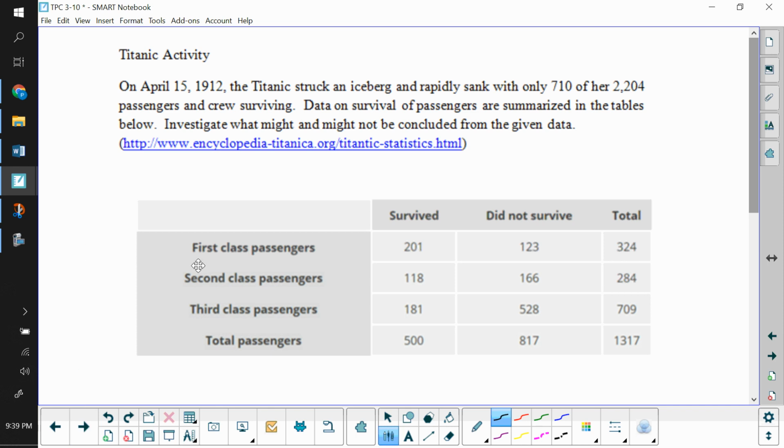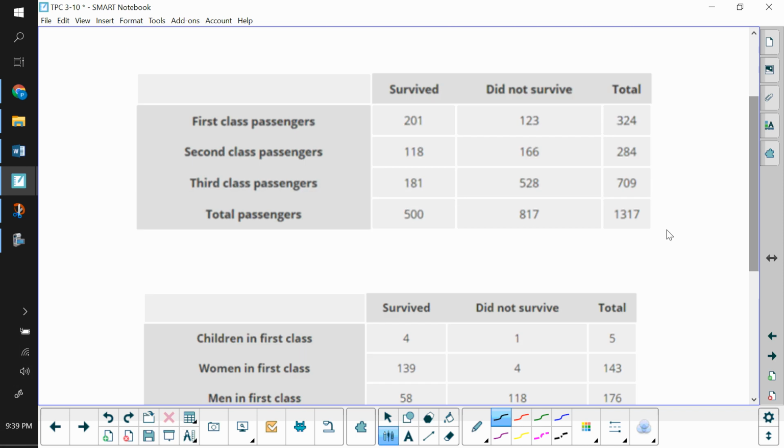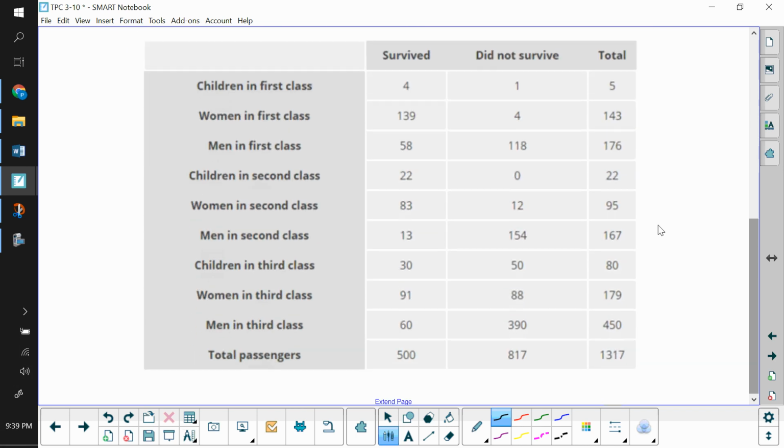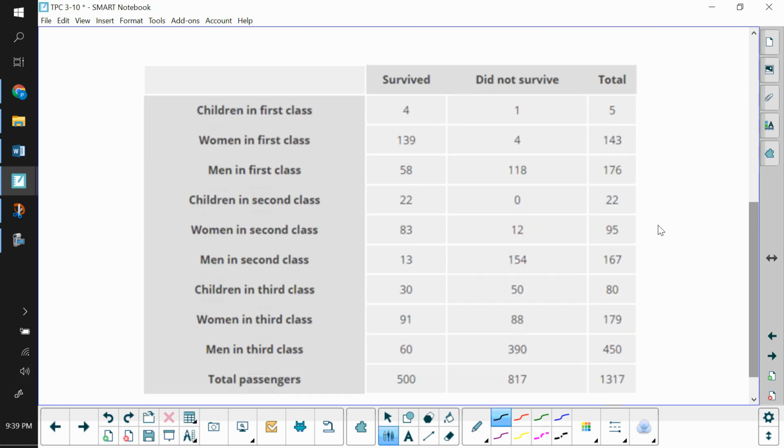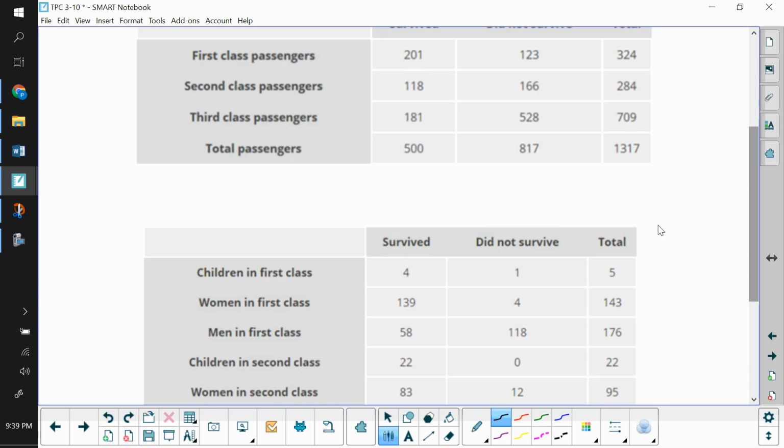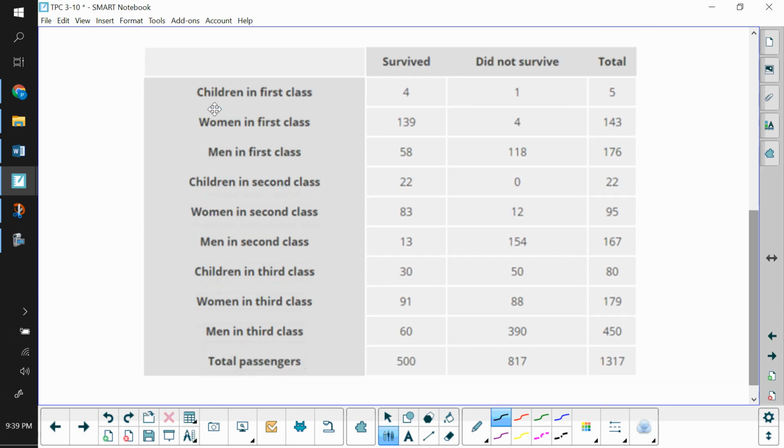So April 15th, 1912, you probably know the story. Titanic hits an iceberg, it sank, and a large number of the people on it did not end up surviving. And this is the breakdown of the people that survived or didn't survive, broken down by class, as well as being children, women, and men. So we're going to investigate a few things using probabilities with this today. We will need our calculators out, so if you could please have those out and ready to go.